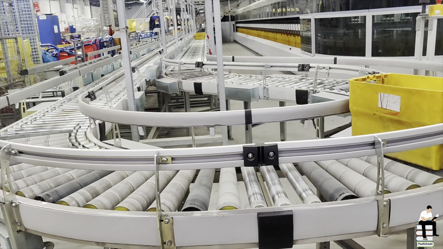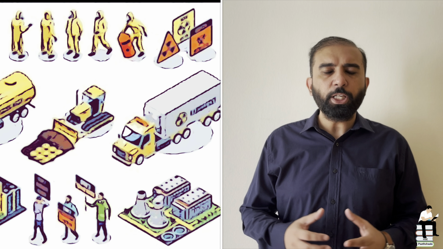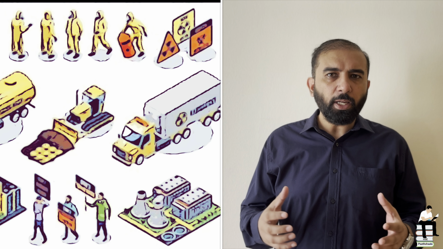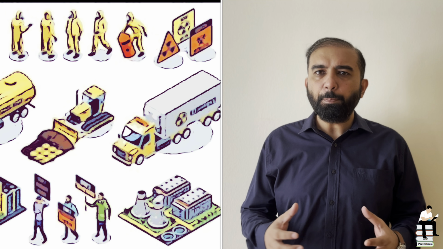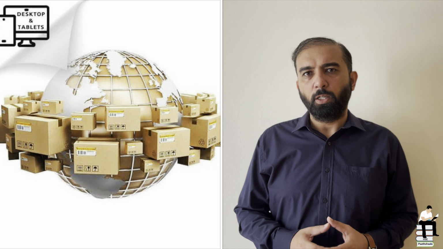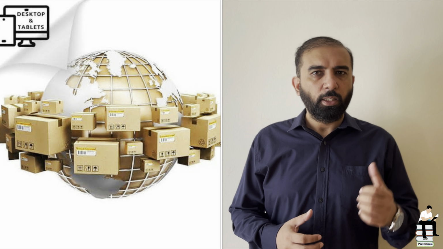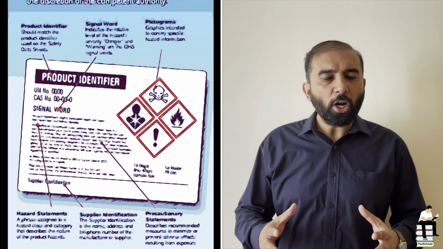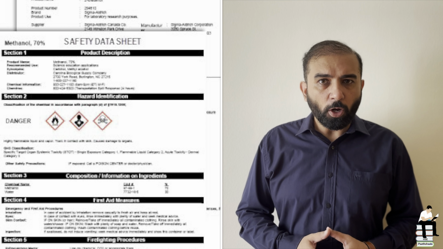GHS mainly addresses 3 important topics: chemical hazard identification, product labeling and safety data sheets. Before 2003, each country had their own way of classification of hazardous chemicals for labeling and safety data sheet. The purpose of GHS is to harmonize all the 3 aspects: labeling, classification and safety data sheet. This video is about classification of hazardous chemicals, product labeling and safety data sheet. For more information, watch this complete video.